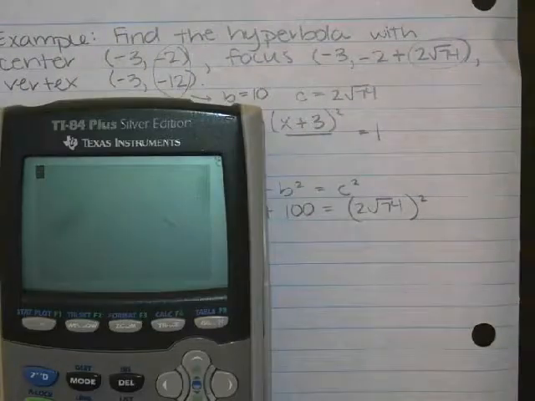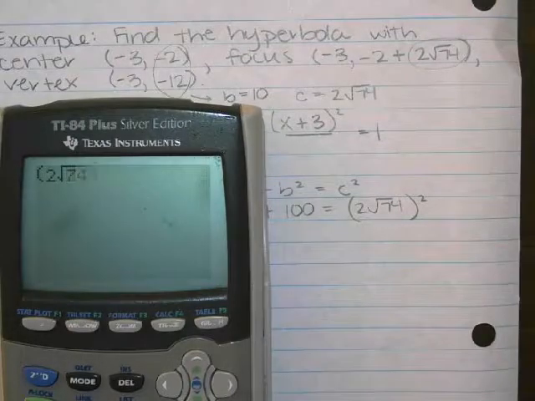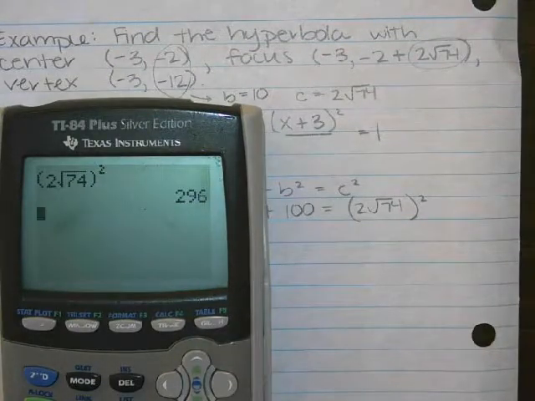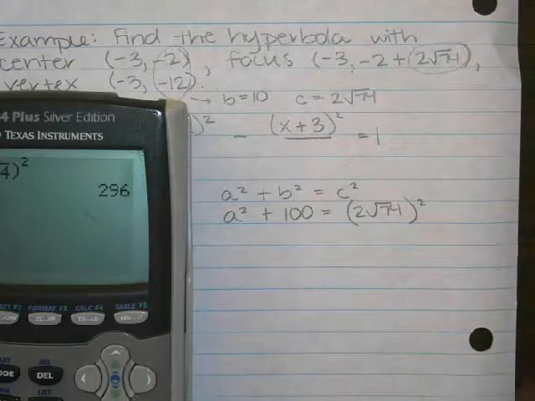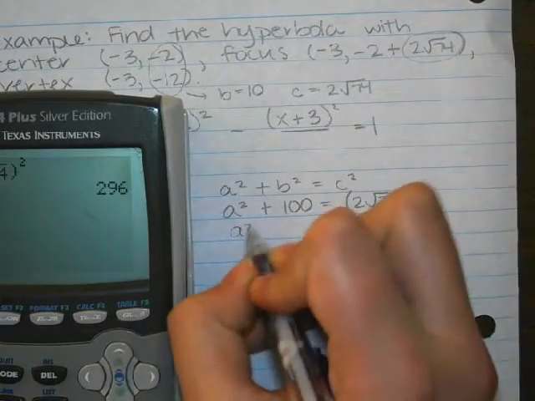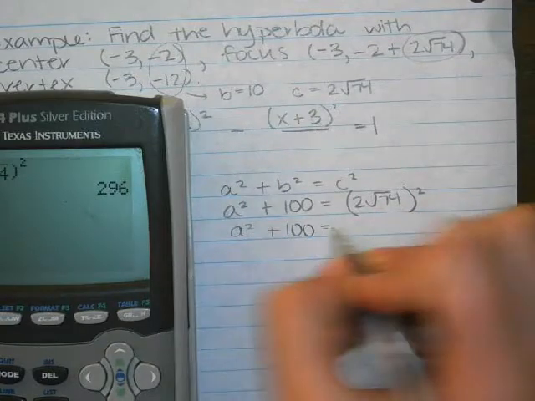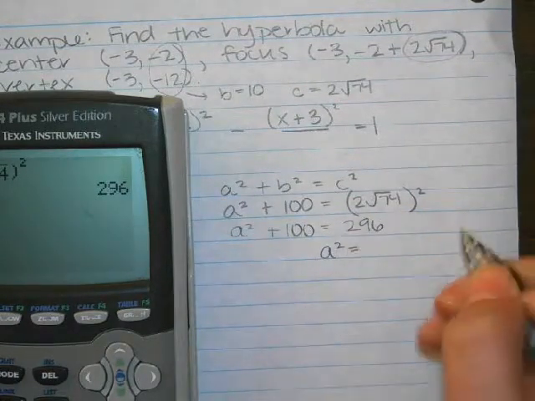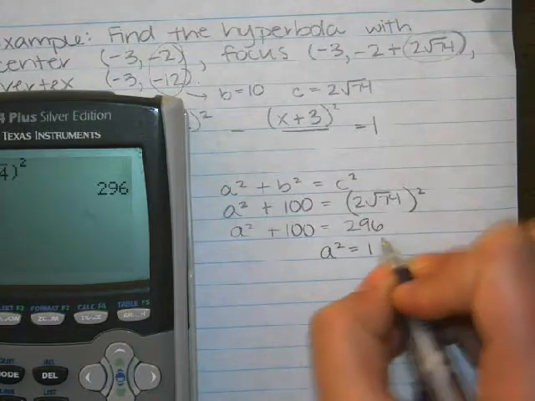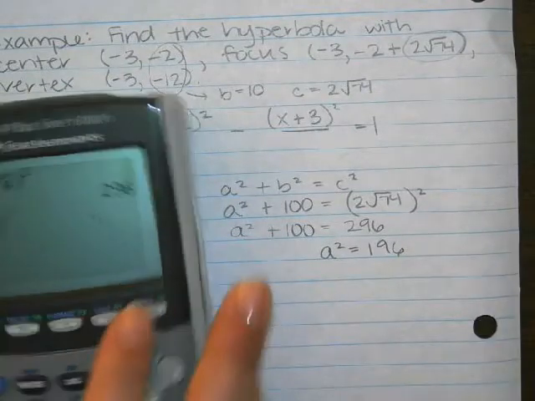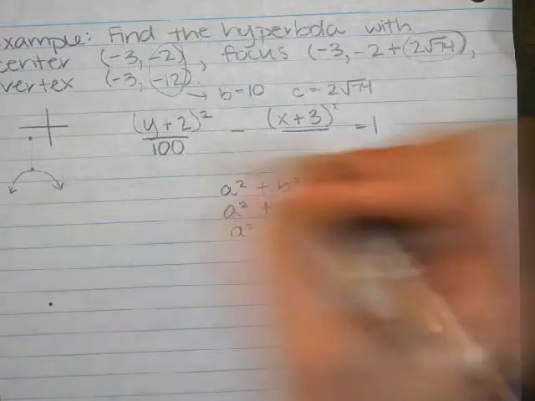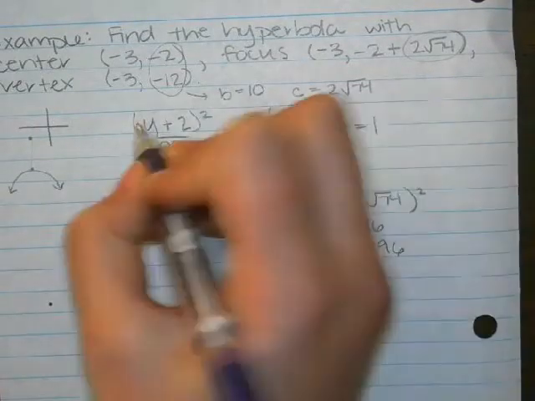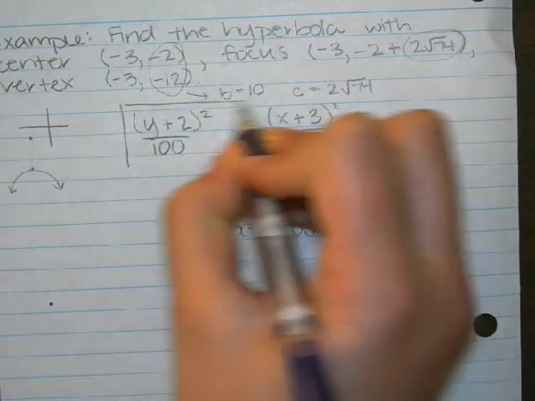So I'm just going to double check and see what 2 square root 74 is after I square it. That's 296. Okay, so a squared plus 100 equals 296. So a squared is 196. All right. And we're done.